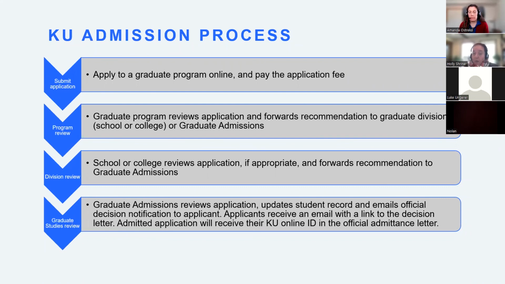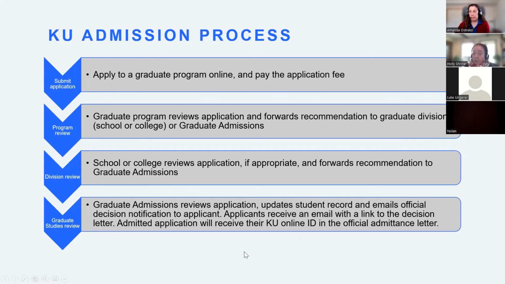review. If the school or college reviews the application and/or it comes to our office, we will be reviewing that application. We're looking for those university minimum requirements, proof of a bachelor's degree, proof of English proficiency for non-native English speakers. And then our office updates the student record and we email the official decision notification to the applicant. Applicants will get an email that will indicate that a decision is ready for them, and they log into their application portal and are able to see their decision letter.